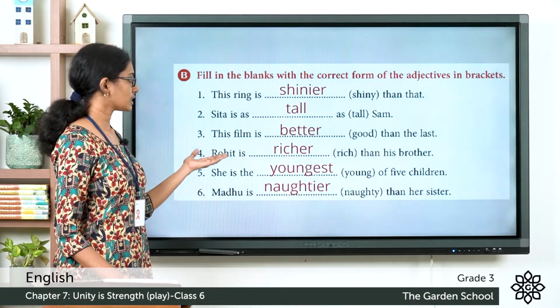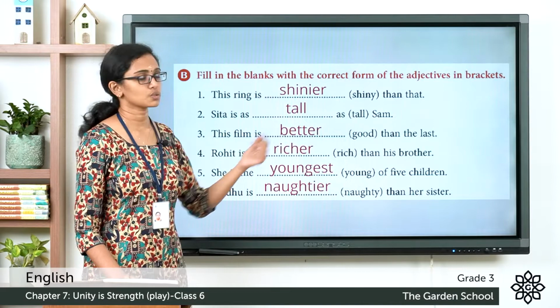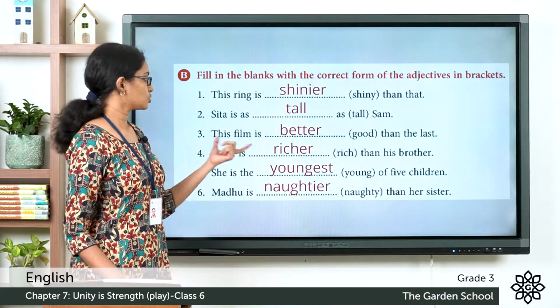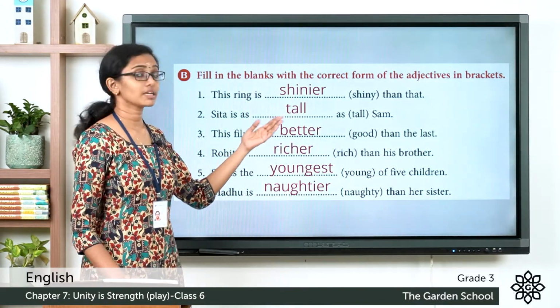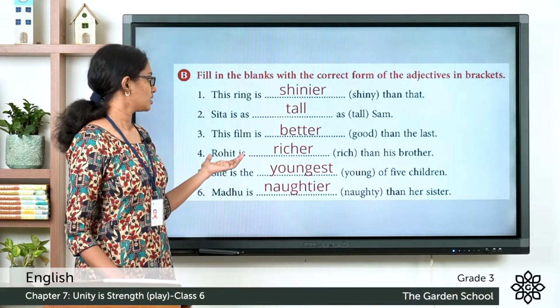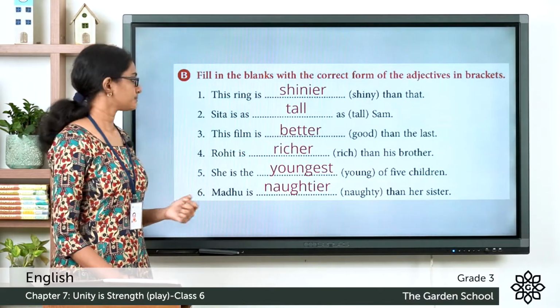Fourth one, Rohit is dash than his brother. So two people are being compared. So rich becomes richer. Rohit is richer than his brother.